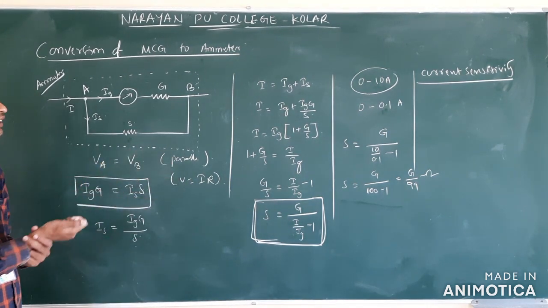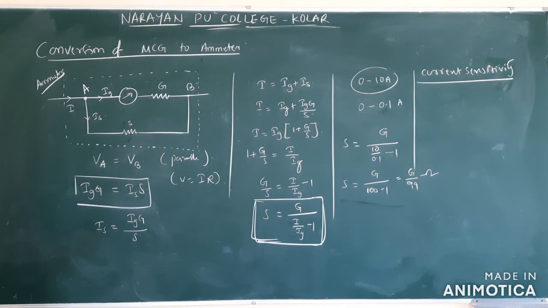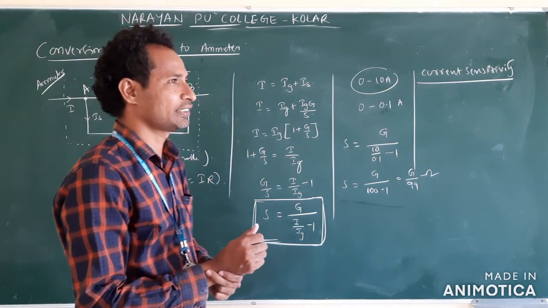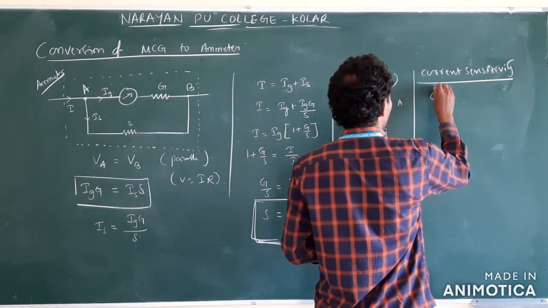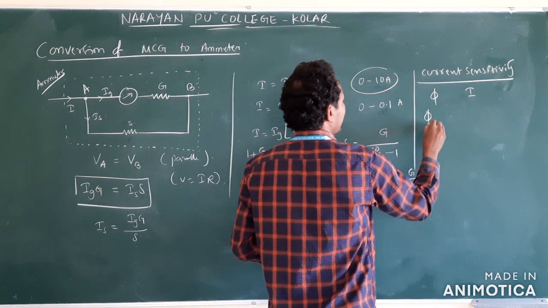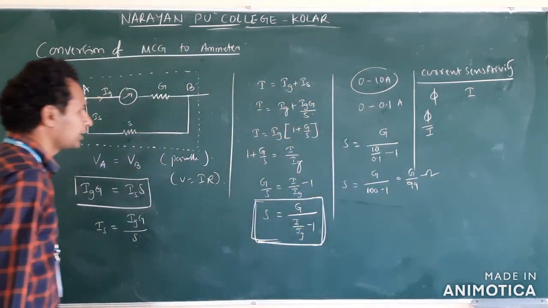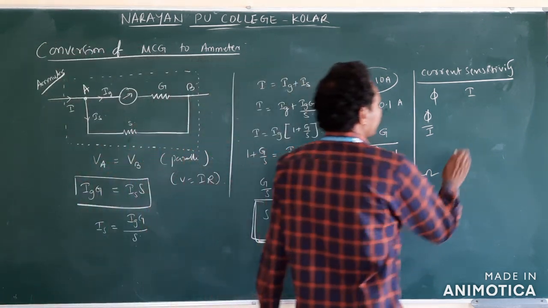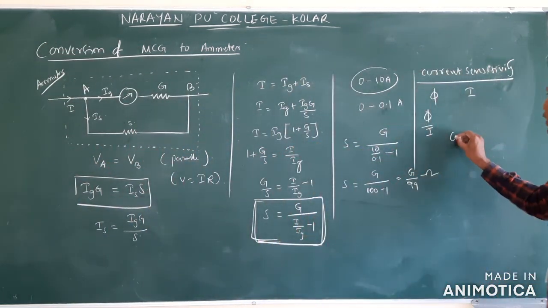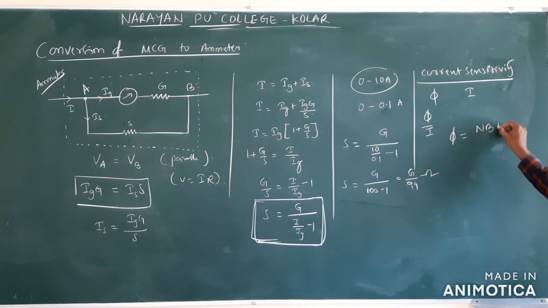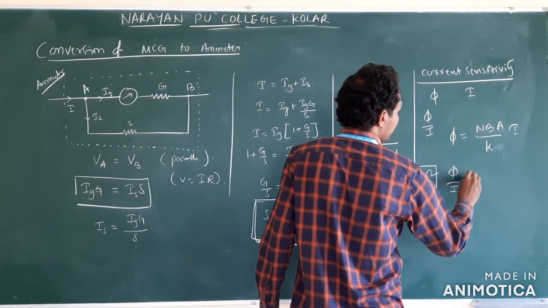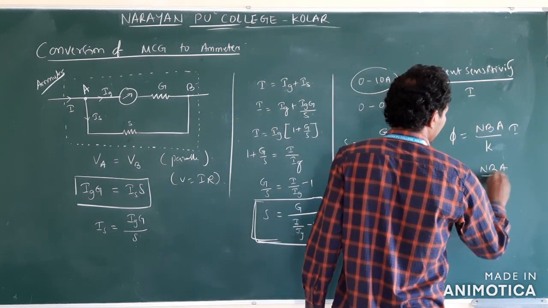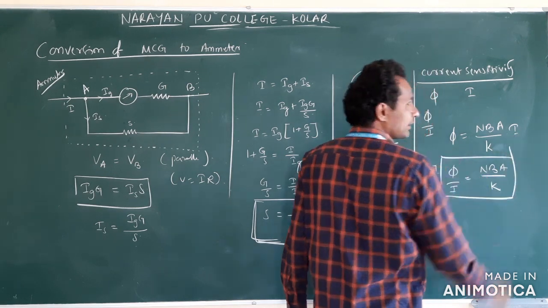Next, we do expect one more question on this current sensitivity. Current sensitivity means deflection per unit current. So deflection is phi, current is I. Phi by I we call deflection per unit current. In the previous derivation, what did we see? Phi is equal to N B A by K into I. I goes this side, so phi by I is equal to N B A by K. This is called current sensitivity.